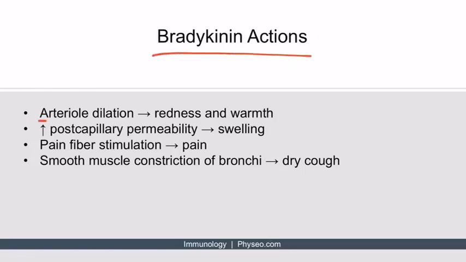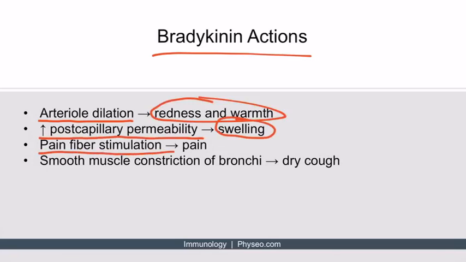It can cause arterial dilation. This leads to cardinal symptoms such as redness and warmth. Bradykinin also increases post-capillary permeability, and this causes the cardinal symptom swelling. It also causes pain fiber stimulation, so the cardinal symptom of pain. These 3 functions were discussed in section 2 when discussing the acute inflammation overview image.